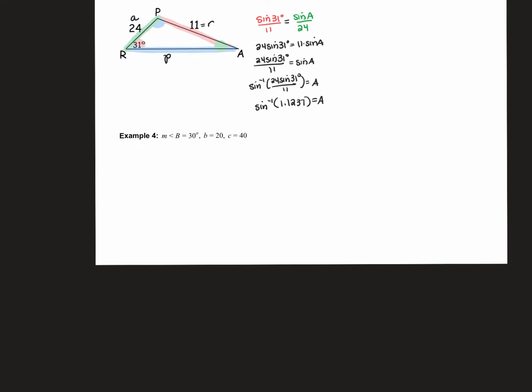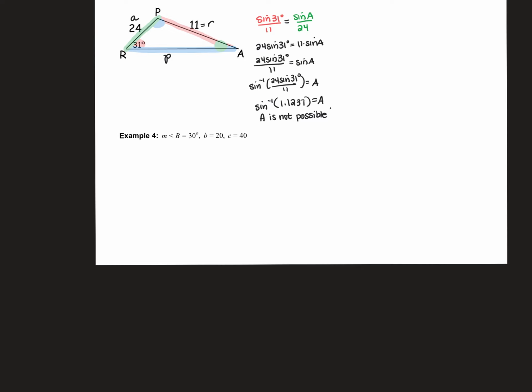Now here's the thing. If you're finding the inverse sine of a number, that number cannot be bigger than 1. That all goes back to being part of a unit circle when we're finding our trig values. So what happens here is A is not possible.